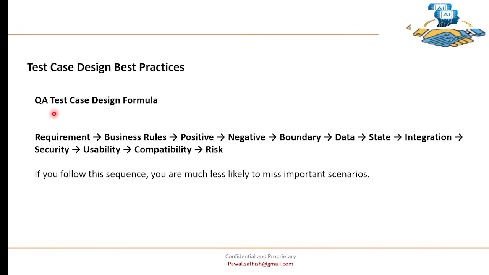When we are designing test cases, remember this formula. First we need to understand the requirement, then business rules, then cover positive test cases, negative, boundary, and data. Then we need to cover state transitions, integration test cases, then security, usability, compatibility, and risk-based testing, which is nothing but priority testing. Whatever use case the user is doing, we need to consider that as well. If you follow this sequence, then I'm sure you are going to cover all the scenarios.